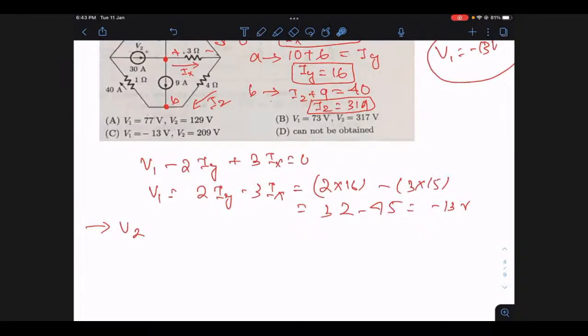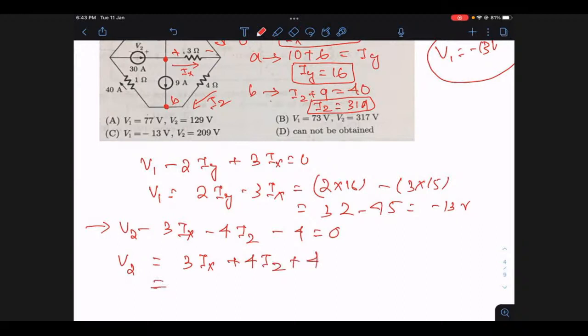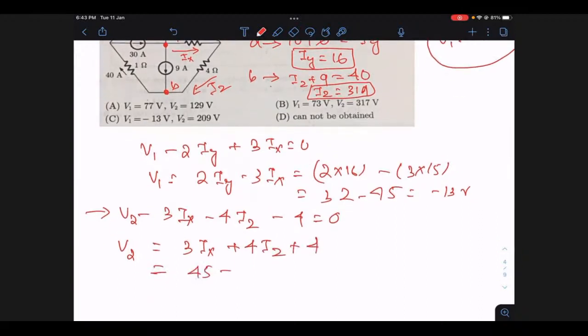So V2 minus 3IX minus 4IZ minus 4 into 1 is 4 is equal to 0. So V2 is equal to 3IX plus 4IZ plus 4. 3 into IX, 3 into 15 is 45. 4 into IZ, 4 into 31 is how much? 4 into 31 is 124. And this is 4. So 49 plus 124.